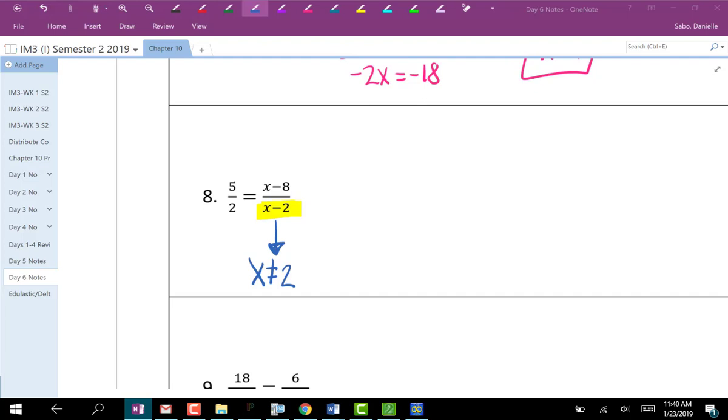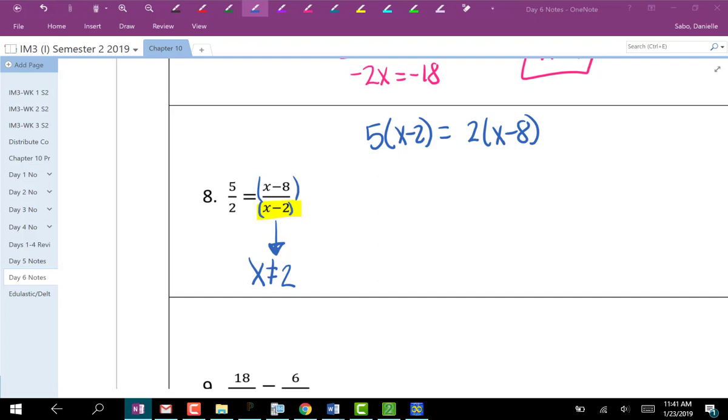Okay, so now we can cross multiply. This time we're going to have to do distributing twice. So I have 5 parentheses x minus 2 is equal to 2x minus 8. It might be nice to give yourself parentheses here so you don't forget. Now you could have switched it. You could have had the 2x minus 8 on the left side. That's fine. So now this is just a longer solving problem.